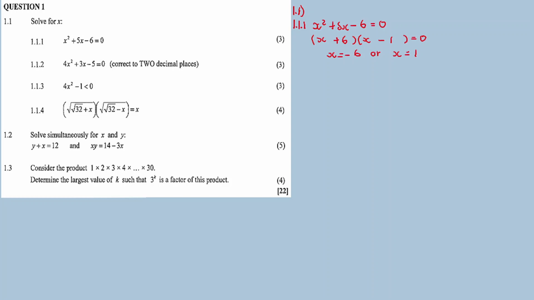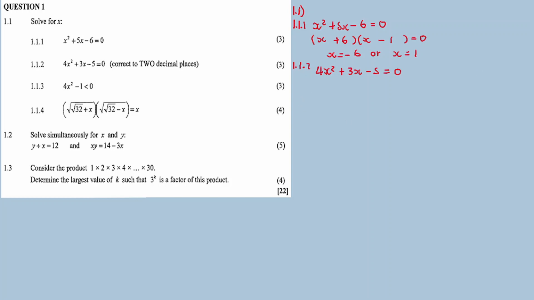Now we go to 1.1.2. It's inevitable here that you must use the quadratic formula, because the answer you will get is an irrational number. How do you see that? Because it says correct to 2 decimal places, and the factoring method doesn't allow you to get factors for irrational numbers. So the quadratic formula in this question.